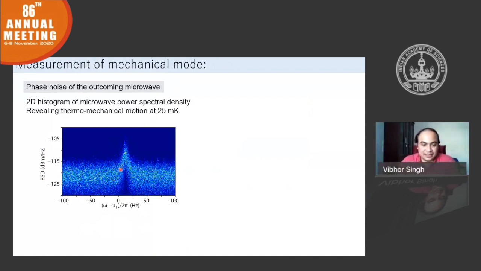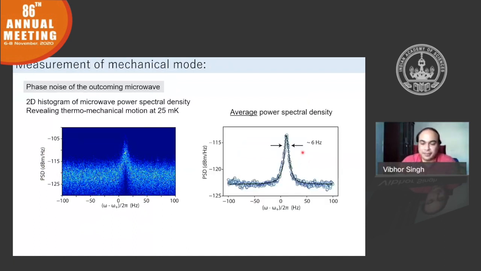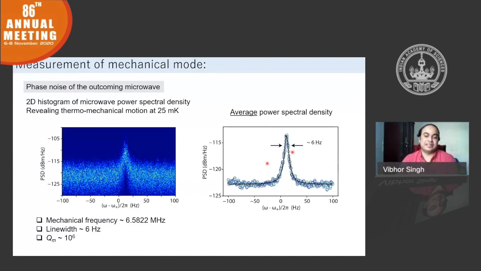We measure a mechanical frequency of something like 6.5 megahertz, and it has a linewidth of something like 6 hertz, which corresponds to a quality factor of 10 to the power 6. So the mechanical quality factor here is of order a million. After establishing this mechanical mode, we want to characterize our coupling.